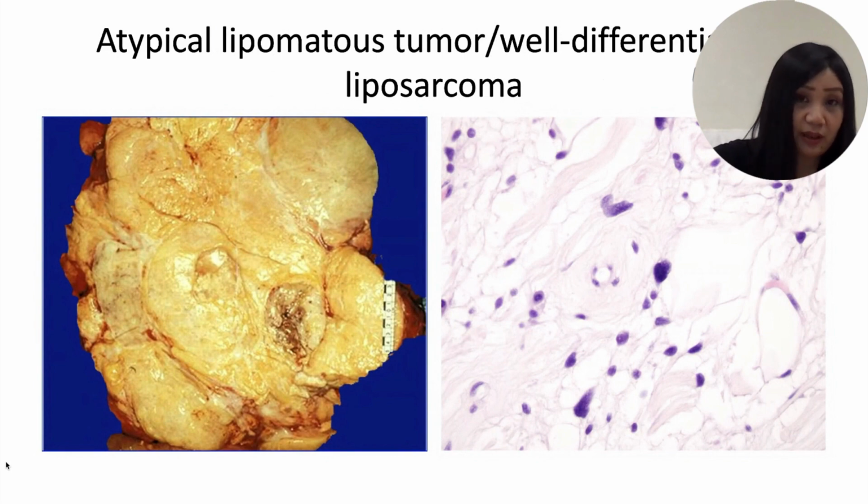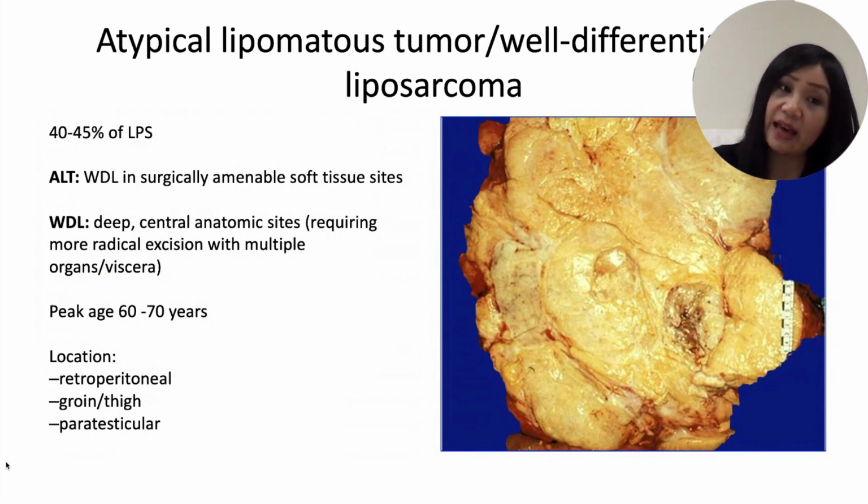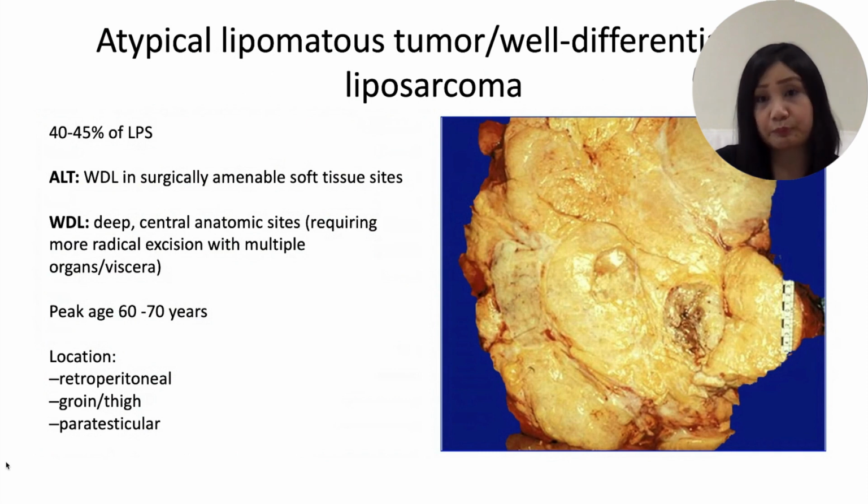So let's begin by talking about ALT/well-differentiated liposarcoma. So as we mentioned previously, ALT and well-differentiated liposarcoma refer to histologically identical tumours, but are divided into clinical subtypes. So ALT clinically refers to WDL in surgically amenable soft tissue sites, with well-differentiated liposarcoma representing the same tumour in deep central anatomic sites and therefore requiring more radical excision, frequently with the excision of multiple organs and viscera in the retroperitoneum.